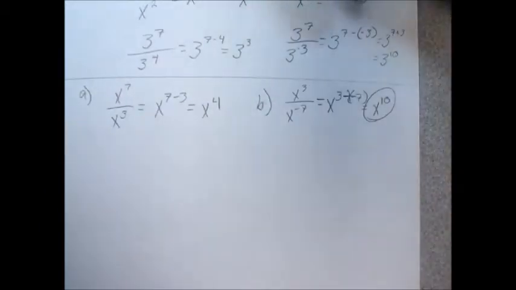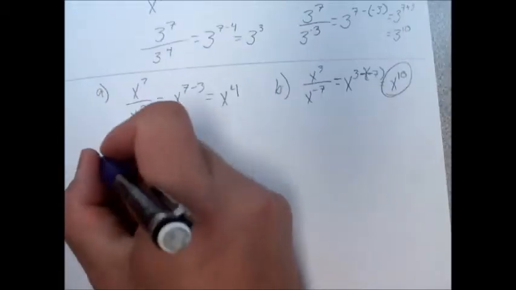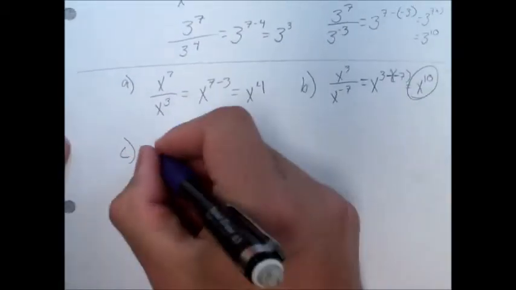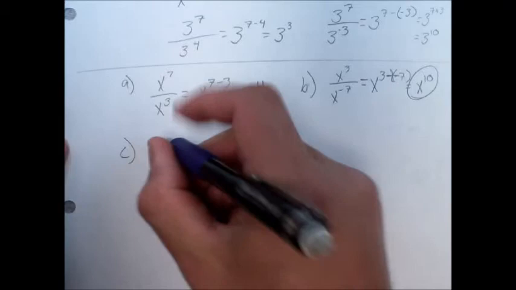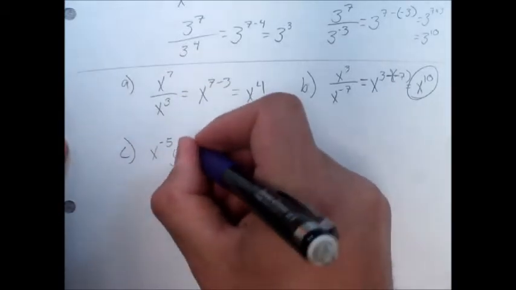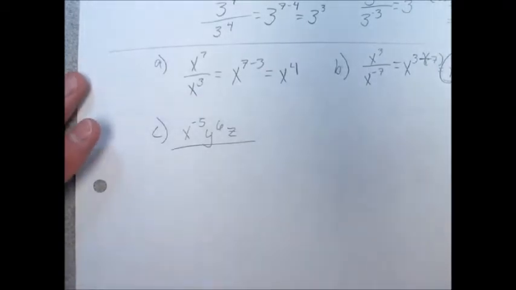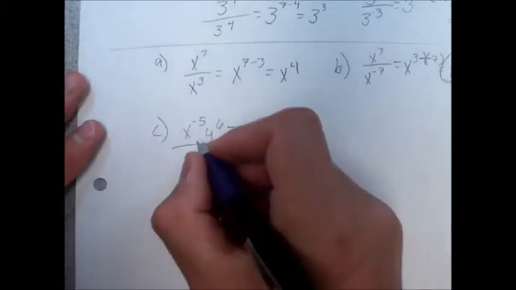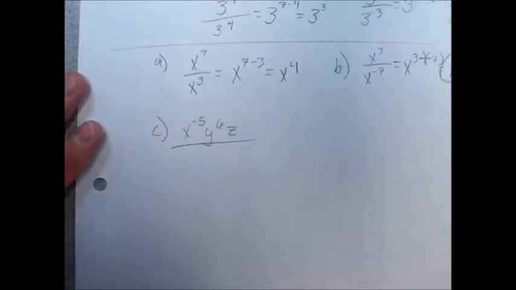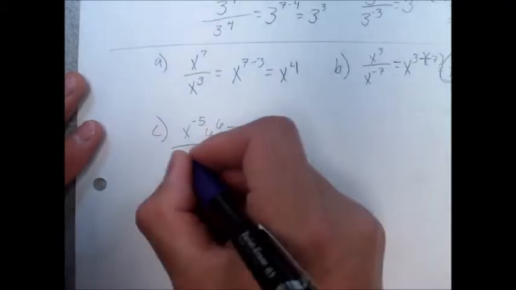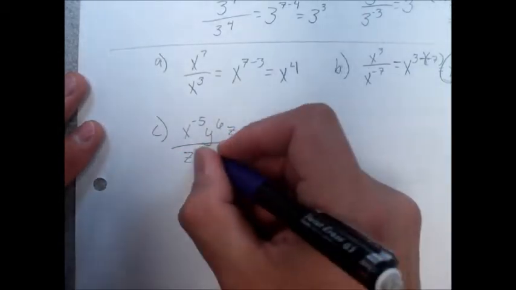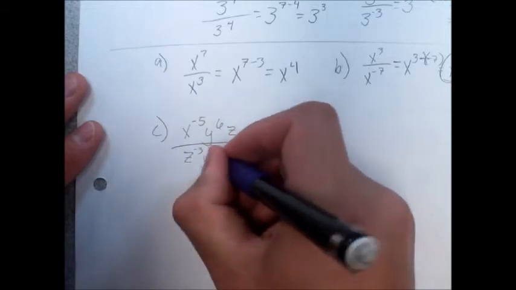Okay, next problem. These are the kind of problems you're going to see a lot, especially in Algebra 2. But you will start to see them here. And I know this one looks scary, but these are the easy ones, believe it or not. So we have x to the negative 5th, y to the 6th, and z. Then we have z to the negative 3, y squared, and x.